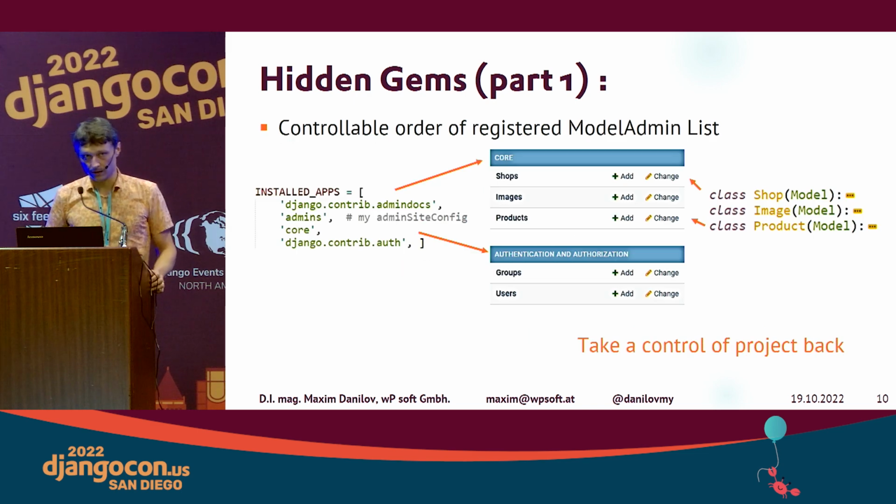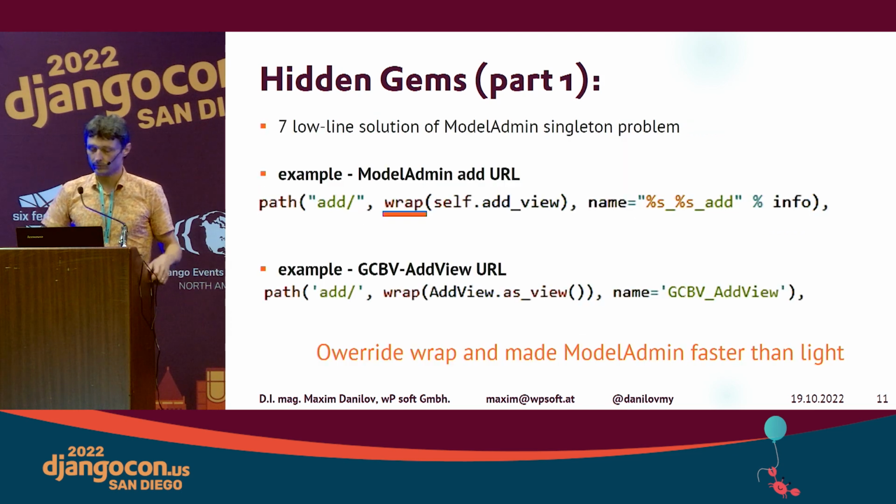After that, I covered how we can take back control in our project and how we can control the order of the registered model admin list on the admin sites. And I opened up the big problem in Django.contrib.admin. Every model admin is a singleton. It means for every request, we work with the same instance. And this is a big problem.